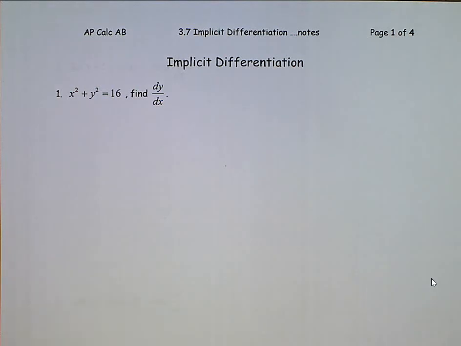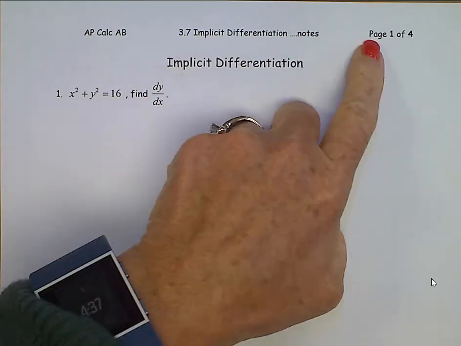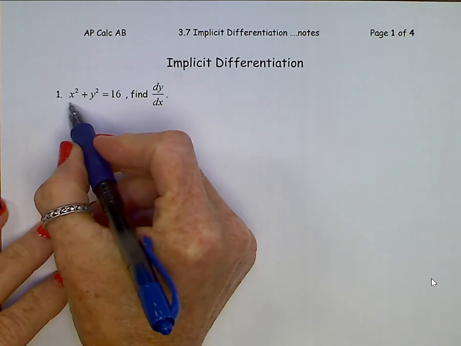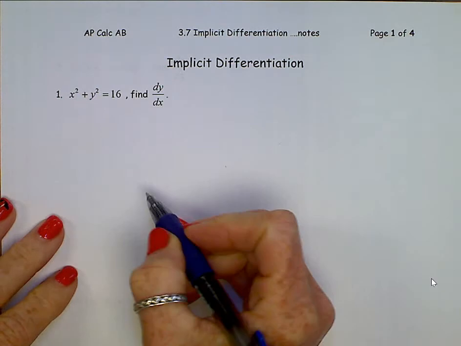This is section 3.7, Implicit Differentiation, page 1. All right, so we're going to start off with this equation, x squared plus y squared equals 16, and we want to find dy dx.